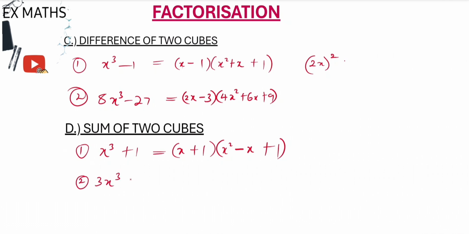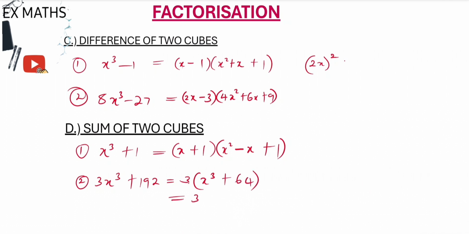3x cubed plus 192. 3 is not a cube number. 192 is not a cube number, but x cubed is a cube number. So what we need to do, we can try to check if there is a common factor. Let's divide 192 by 3, we'll get 64. So meaning 3 is a common factor. So we need to take out 3 first. That will be 3 open bracket x cubed plus 64.